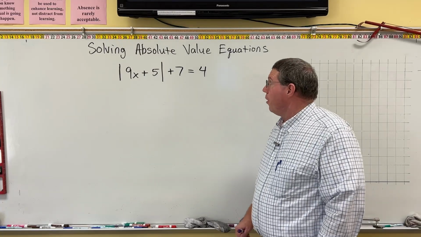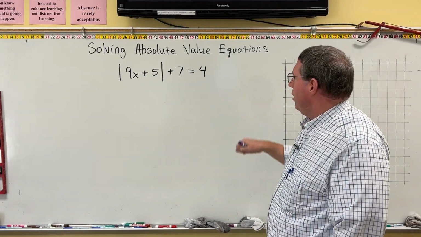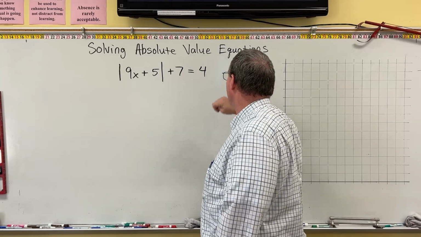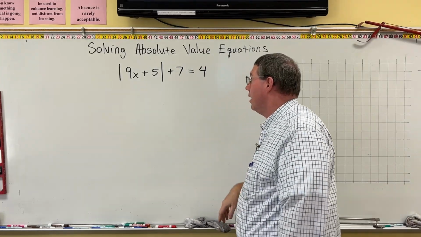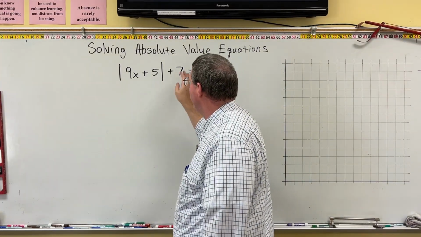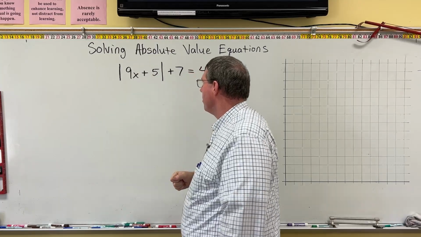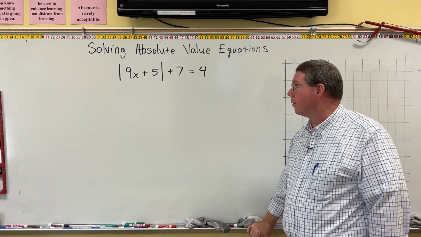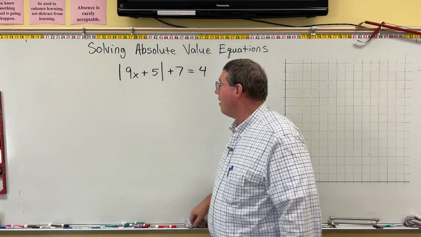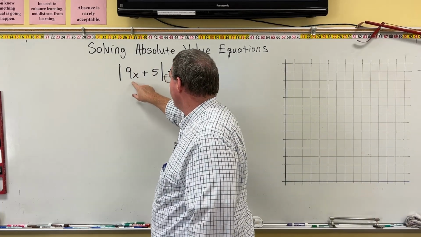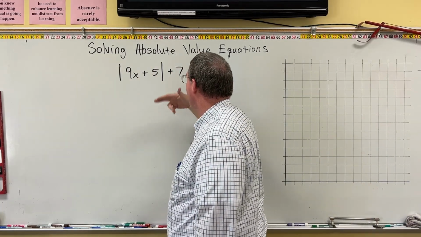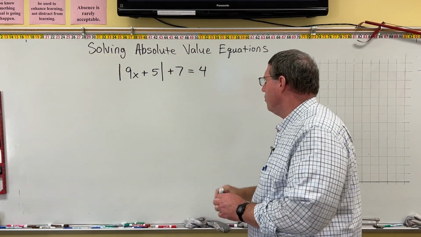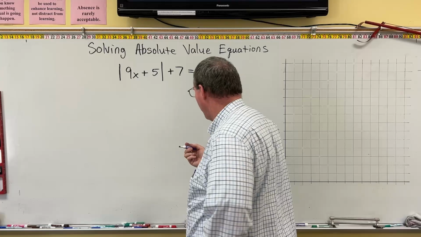Okay, now we're going to move on to absolute value equations. And you'll know that it's an absolute value equation if it has an equal sign and if a portion of the equation has absolute value symbols around some kind of expression or term. So you can see here what we have is the absolute value of 9x plus 5, then plus 7 is equal to 4. Now I want to remind you what absolute value symbols mean if you don't quite remember.